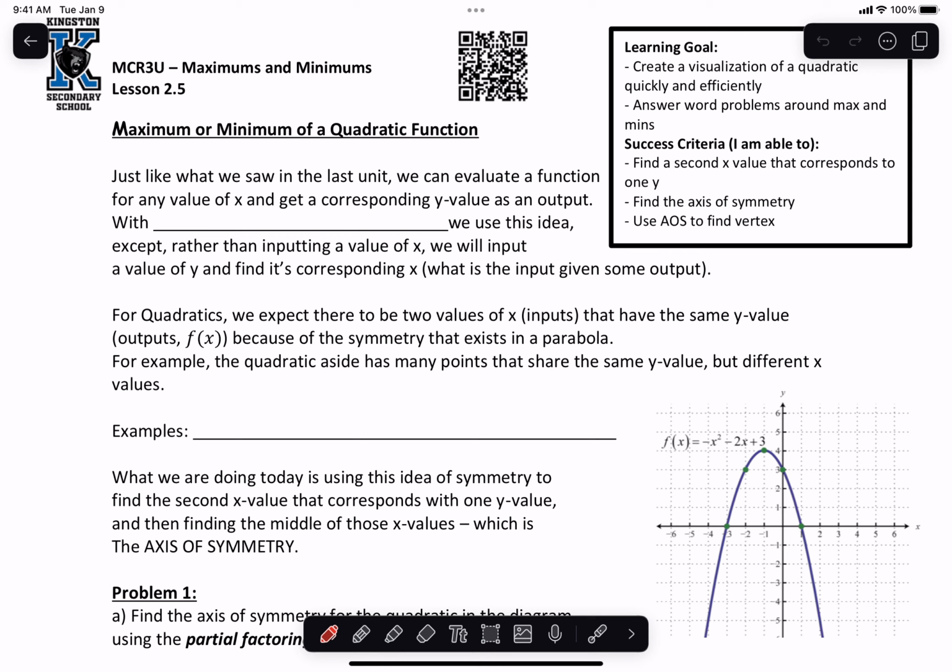So, just like what we saw in the last unit, we can evaluate a function for any value of x and get a corresponding y as an output. Is everybody okay with that? We input a value of x and get out a y. We also learned that the opposite was true.